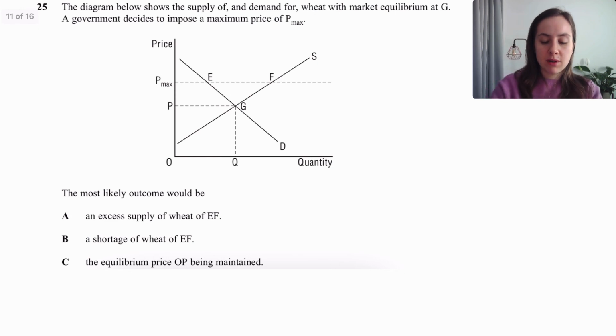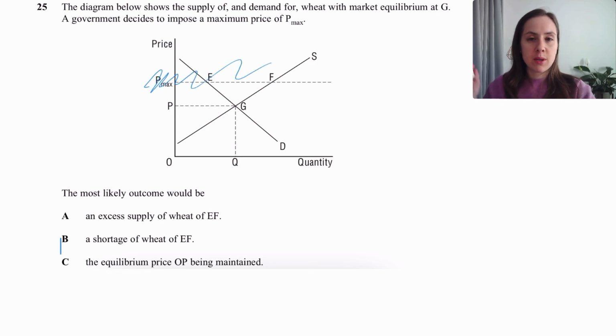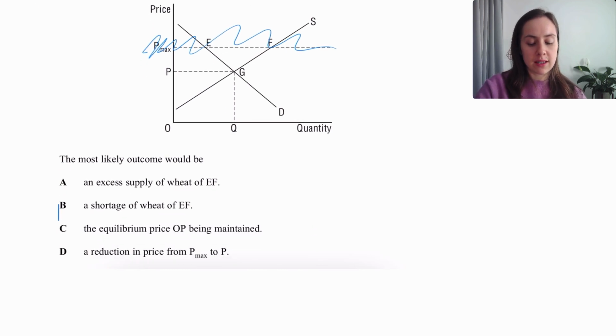We have a maximum price, which is above the equilibrium. It should be below the equilibrium to work. So Pmax basically doesn't exist. It doesn't actually have any effect. So the equilibrium price is going to be the exact same thing.